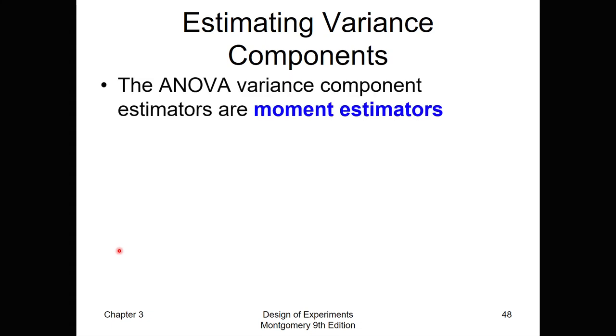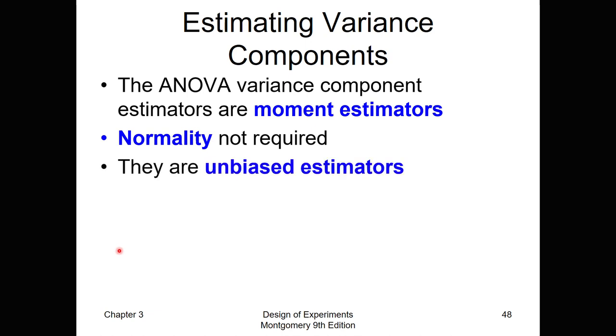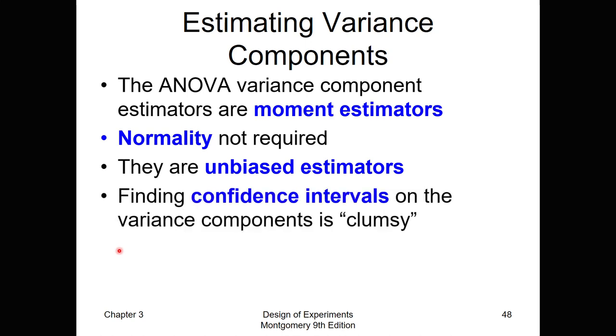So the ANOVA variance components are what we call moment estimators, and normality is not required for these. These variance component estimates are unbiased estimators, and actually this is pretty huge. That idea that sigma squared hat is the MSE is used in all of statistics. That's used in regression. That's used all over the place. So the fact that these are unbiased estimators, specifically for the variance of the error term, the mean squared error, is used very, very often.